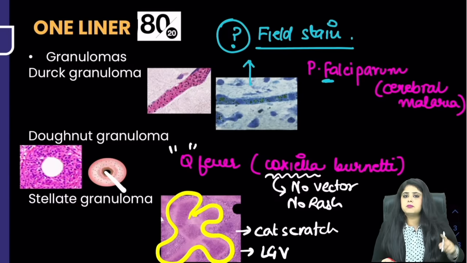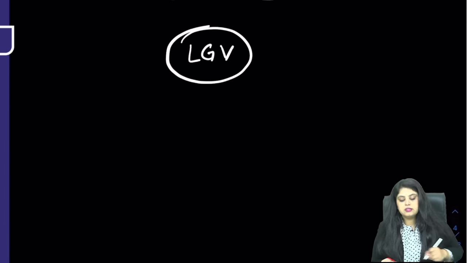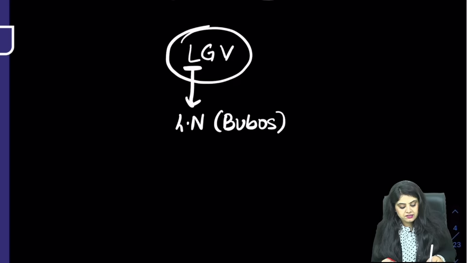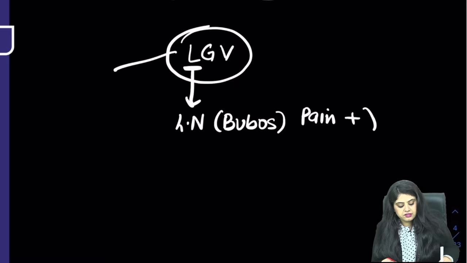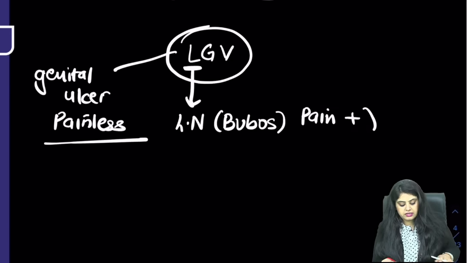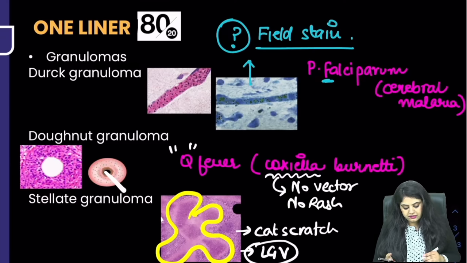Tell me one extra question, microcorrelation. Lymphogranuloma venereum mein, what is painful? The genital ulcer is painful or the lymph node is painful? So remember, lymphogranuloma venereum mein, it is the lymph node, which you call as buboes. That is the one that is going to have a lot of pain, whereas the genital ulcer that we are talking about, that is going to be painless. Very, very good. Again, I've got correct answers. So, theek hai, ye correlation ho gaya. LGV also shows you a stellate granuloma. Similarly, cat scratch disease also shows you a stellate granuloma. Settled with this, now let's move on to the next set of one-liners.